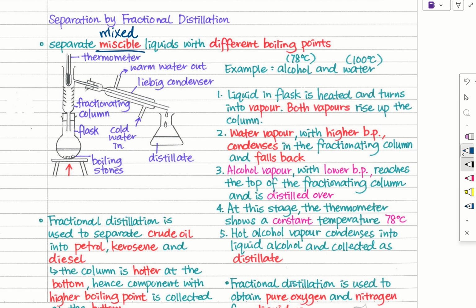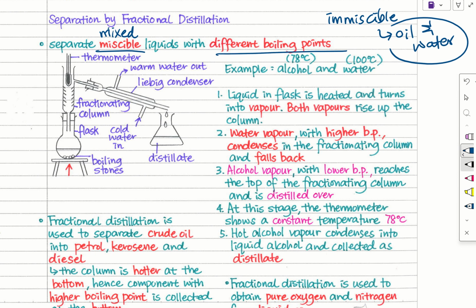So what is the opposite of miscible? It is immiscible. Okay, so an example will be oil and water, right? If you add oil and water together, they will actually separate because oil is less dense and it doesn't dissolve in the water. So we can actually separate miscible liquids with different boiling points because we don't know whether the one floating on top or the one below is which liquid. Okay, they have all been mixed together, right? So we actually use fractional distillation.